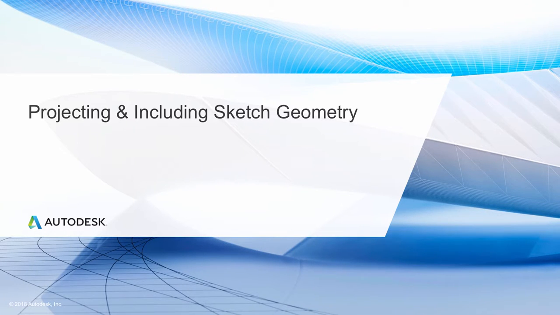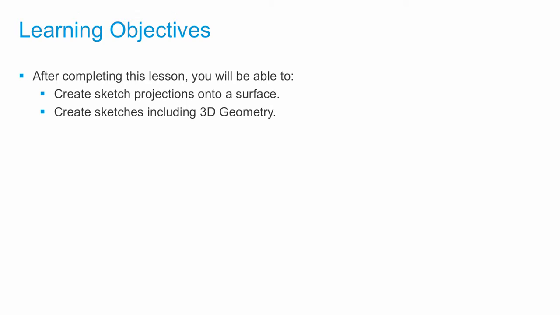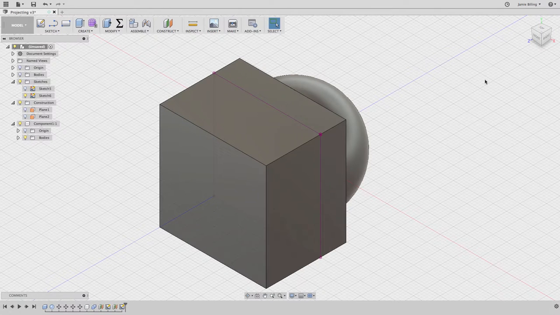In this tutorial, we'll be looking at projecting and including sketch geometry. After completing this tutorial, you'll be able to create sketch projections onto a surface and also create sketches including 3D geometry. As well as projecting and intersecting, we can also include existing 3D geometry into our sketches. Including 3D geometry essentially creates 3D curves from any referenced 3D geometry.